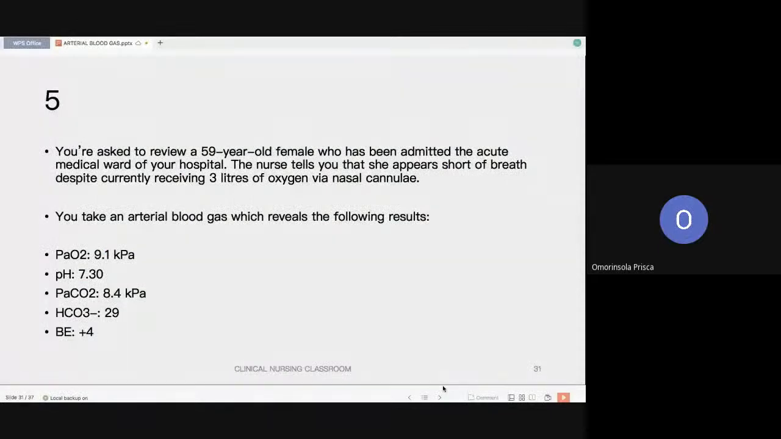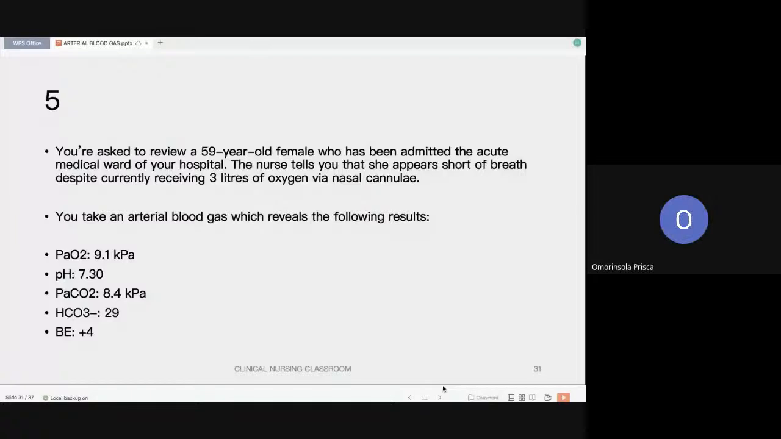Okay, I think the pH is 7.3 and is less than the normal range, which means it's acidosis. It is not between 7.35 to 7.45, like you said. So it is acidosis. So what I expect you to say is that it is less than 7.35. Yes. So the PaCO2 is 8.4. It is higher than 6. Yes, so that means it's high.